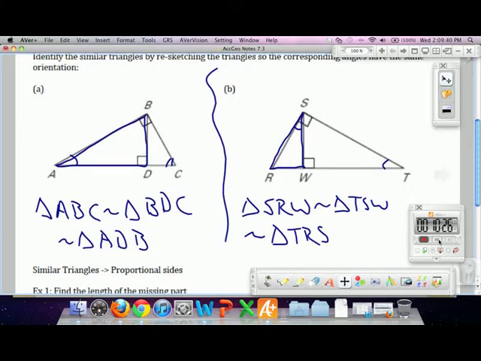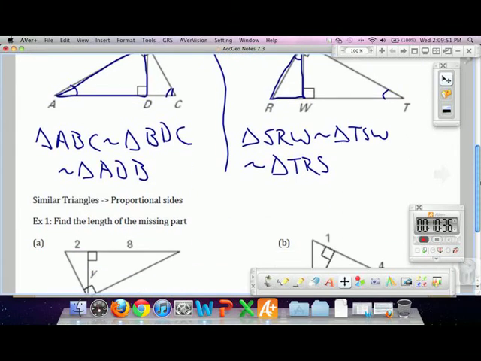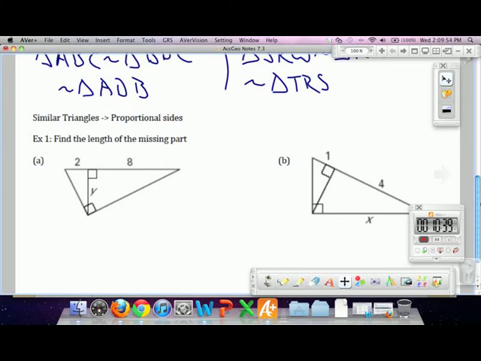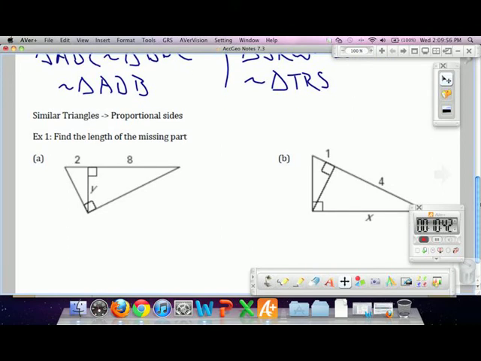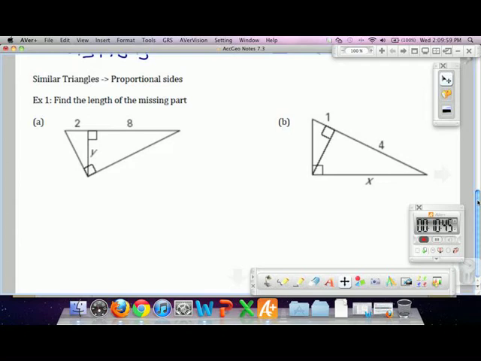Writing the similarity statements is nice because if you have the similarity statement, then we can actually get the proportions for the sides correct. Similar triangles have proportional sides. That's what's nice about them. So the ratios of the corresponding sides are always the same. So one way to find some missing parts in a right triangle with an altitude drawn is we can find some similar triangles and create a proportion that works well for us.